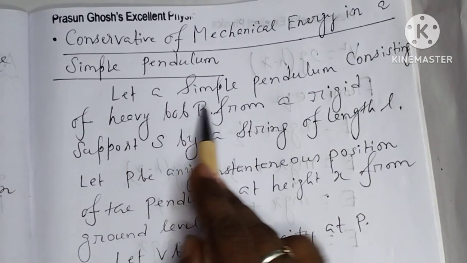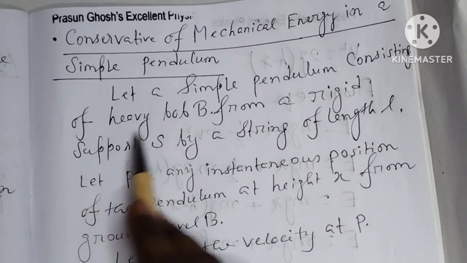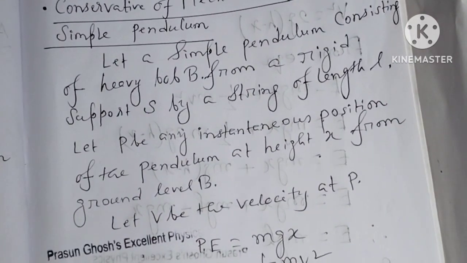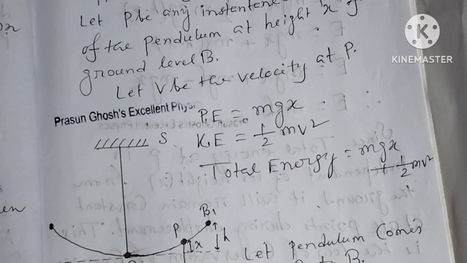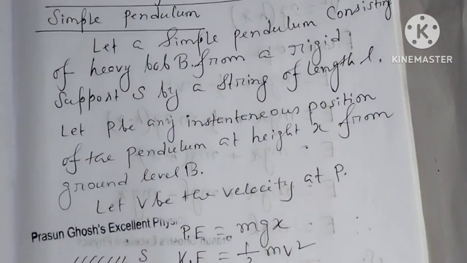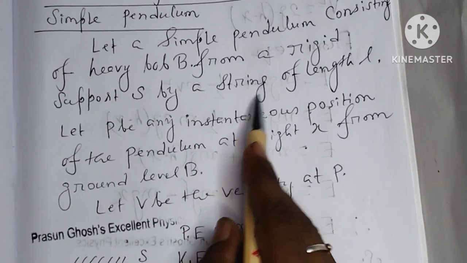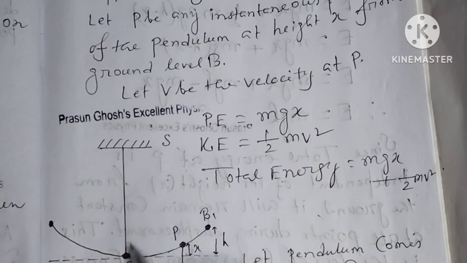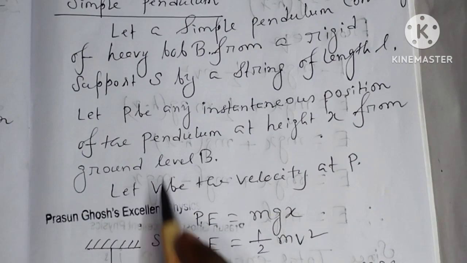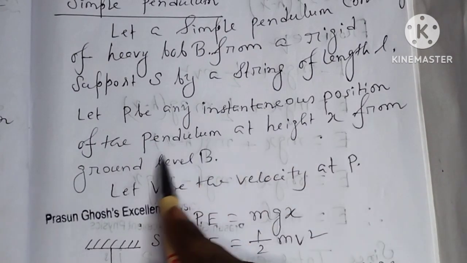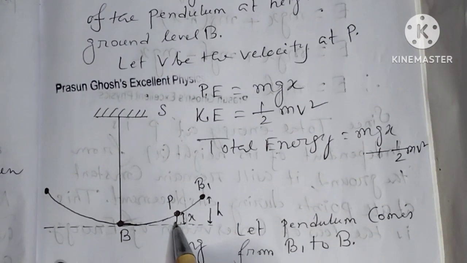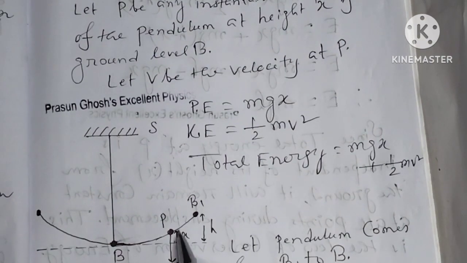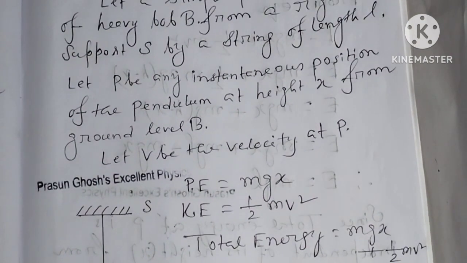So let a simple pendulum consisting of heavy bob, that is B, be suspended from a rigid support. This is the rigid support, and this is bob B, by a string of length L. This is the string of length L. Let P be the instantaneous position of the pendulum, and x is the height from the ground.